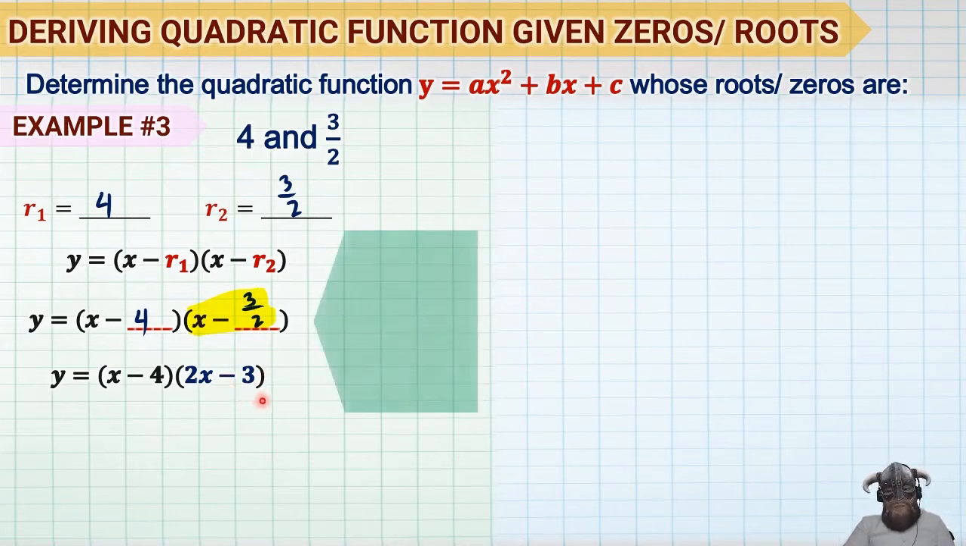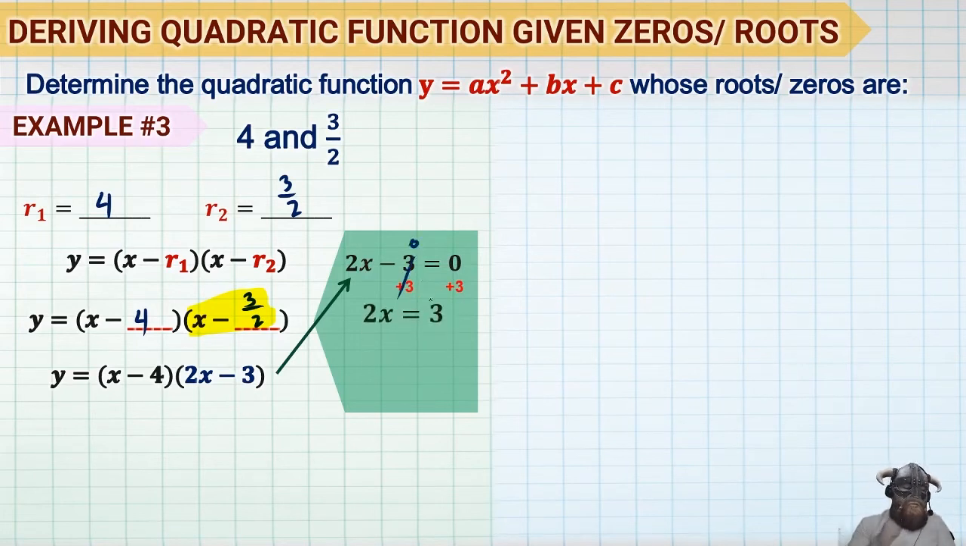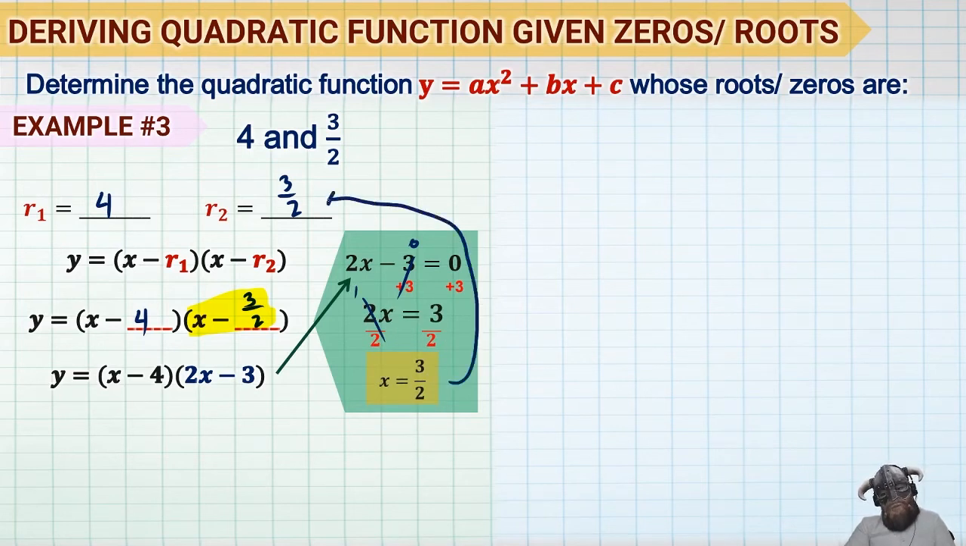So bakit ganon? This 2x minus 3 is actually the same as x minus 3 over 2. Kasi, kung i-equate natin siya sa 0, add 3 for both sides, ito magiging 0. So it will become 2x equals 3. Then divide 2 for both sides, ito ay magiging 1. Therefore, x is equal to positive 3 over 2, which is the same as this root.